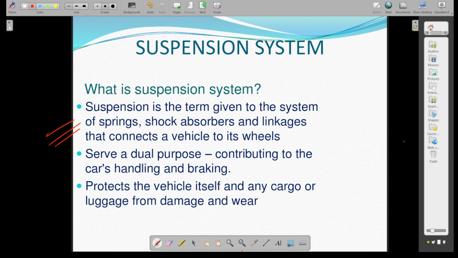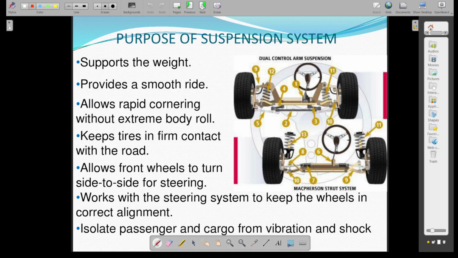Generally, with the suspension system, our main aim is a comfortable drive. The purpose of the suspension system is supporting the weight, providing a smooth ride, allowing rapid cornering, keeping tires in firm contact with the road, and allowing the front wheels to turn side to side for steering. It also works with the steering system to keep the wheels in the correct alignment, and finally isolates the passenger and the cargo from vibration. We are moving toward the comfort zone.